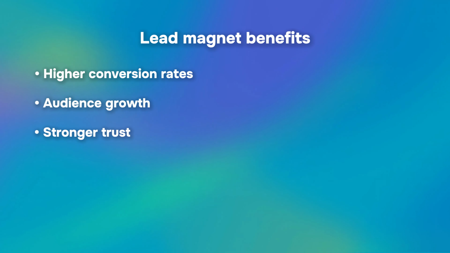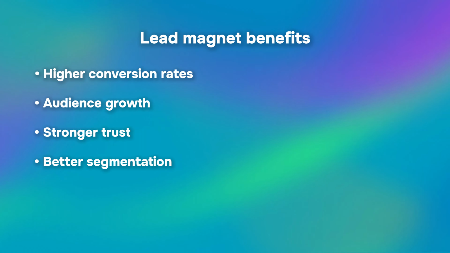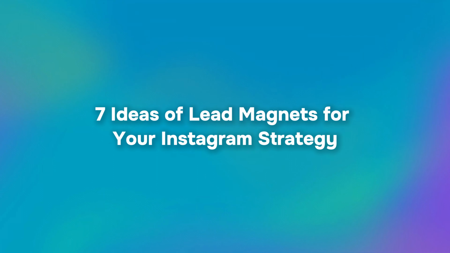Stronger trust. When someone downloads a helpful checklist or guide, they see your brand as an expert, not just another account selling something. Better segmentation. Different lead magnets help identify customer interest, which makes targeting easier. Simply put, lead magnets transform casual followers into qualified leads. Now let's talk about what makes a good lead magnet and what types of lead magnets you can implement into your Instagram marketing strategy to boost engagement, build authority, and fuel long-term growth.